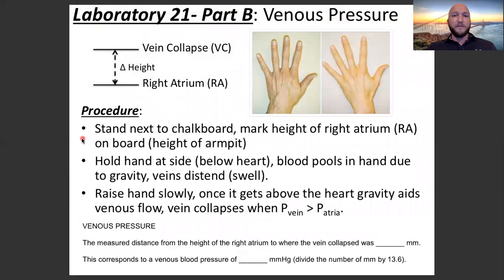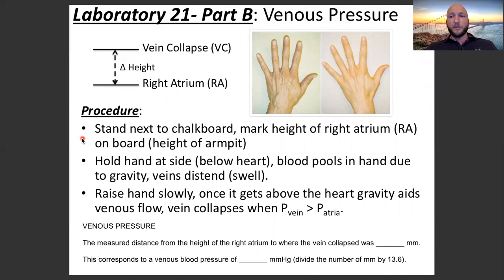Part B, venous pressure. Things flow from high pressure to low pressure. In our aorta, we have high pressure. In our venous system, we have low pressure. In our right atrium and left atrium, we have low pressure. And things flow from high pressure to low pressure, and our body needs to maintain this pressure gradient.